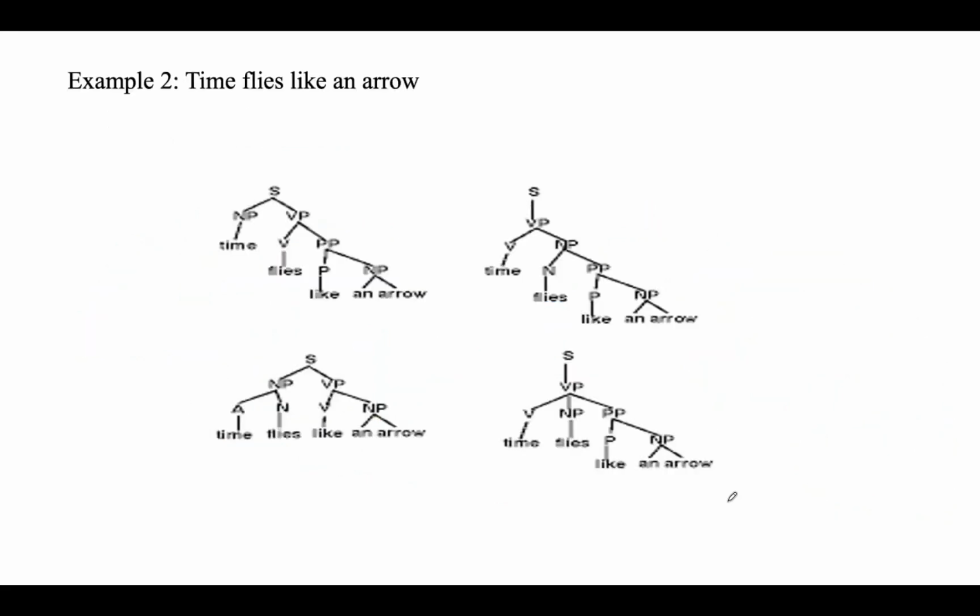In the same way, you can take a second example, "time flies like an arrow". For this also, you can generate more than one parse tree. Here we generated 4 parse trees for this example. So based on the previous knowledge, or based on example 1, try to solve this example 2. So this is nothing but syntactic ambiguity.